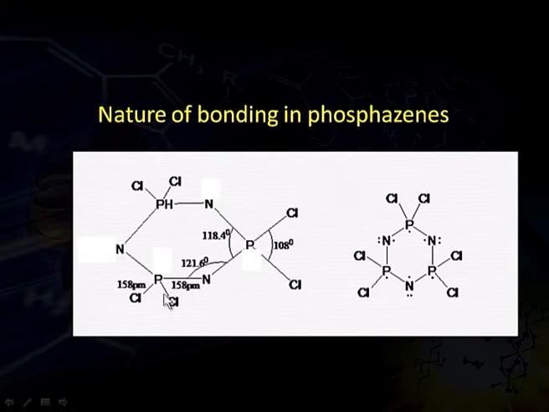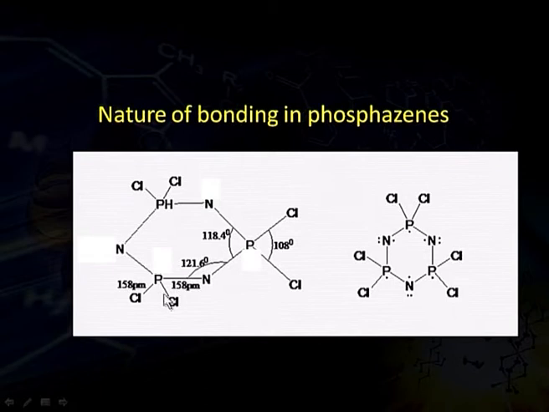Phosphorus-nitrogen-phosphorus and nitrogen-phosphorus-nitrogen bond angles in the rings are 121.6 degrees and 118.4 degrees respectively. The skeletal nitrogen atoms in cyclophosphazenes are weakly basic and can be easily protonated and can form coordination complexes when electron releasing groups are present on phosphorus.